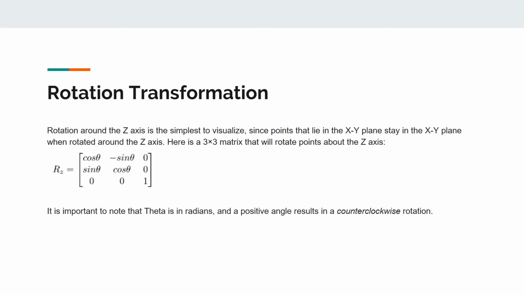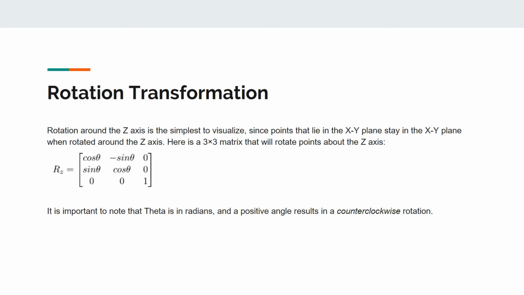The next type of transformation is going to be a rotation transformation. Rotation in 3 dimensions can be a complex topic, but fortunately we don't need to understand all the intricacies to use it. So the first thing you want to consider is rotating around the z-axis. Rotation around the z-axis is the simplest to visualize since the points that lie on the xy plane stay in the xy plane when rotated around the z-axis.